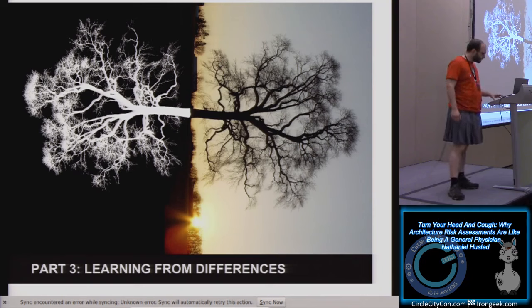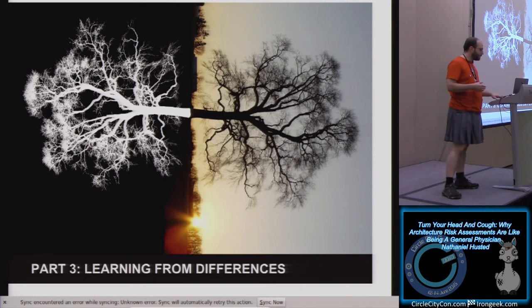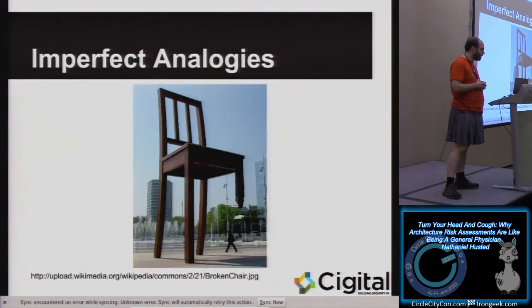So we can then start going into learning the differences, where this analogy breaks down. Because again, not all analogies are perfect, and as much as I love using them as a scaffolding to come up with interesting arguments on how we can improve software security, I always run into the problem of, well, this is nice, but at this point it doesn't quite make sense. It breaks down.